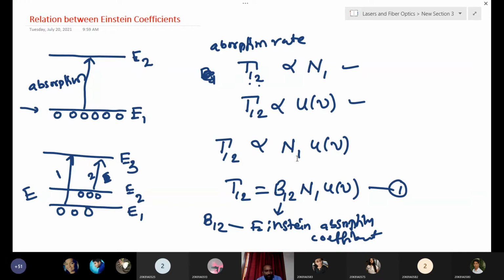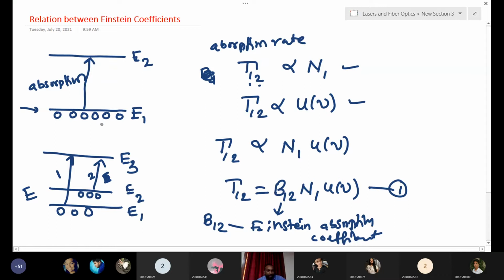Absorption means when you give some energy to ground state atoms or particles, they make a transition to a higher energy state, or excited state. This transition rate you can write as gamma 12, or any symbol, it's not a problem. Here 12 means level 1 to level 2, or ground state to excited state. This is the absorption rate. What does absorption rate mean here? How many atoms make the transition from ground state to excited state per unit time and unit volume. That is the absorption rate.